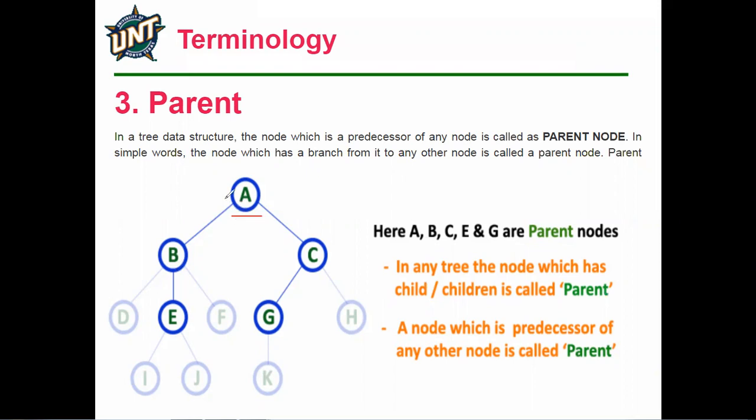So in the given tree, how many parent nodes are there in total? A is a parent, B is a parent node, then C, then E and G. Why are they highlighted? Because they have child nodes. That's why it is called a parent node. Which node will be called a parent node? The one which has a child present. So in any tree, the node which has a child or children is called a parent.